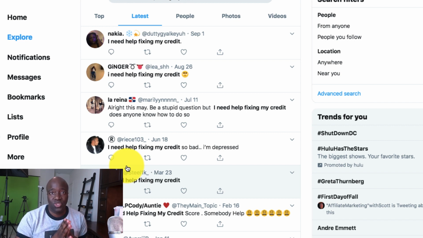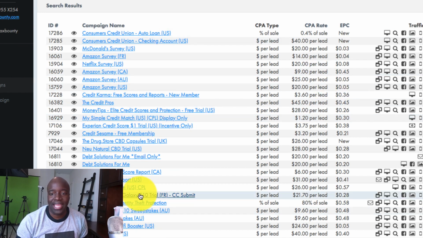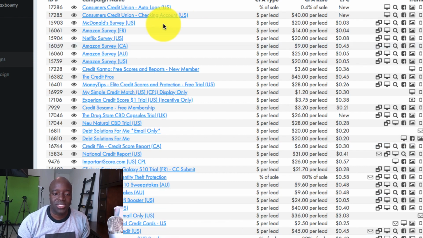So what we need to do is find offers that can help them fix their credit. Now, what I've done is I've popped over into Max Bounty. This is a CPA network, and they pay you per lead, or they pay you for trials. When you look at some of these offers, I just typed in credit repair here, and I pulled up some of the offers.